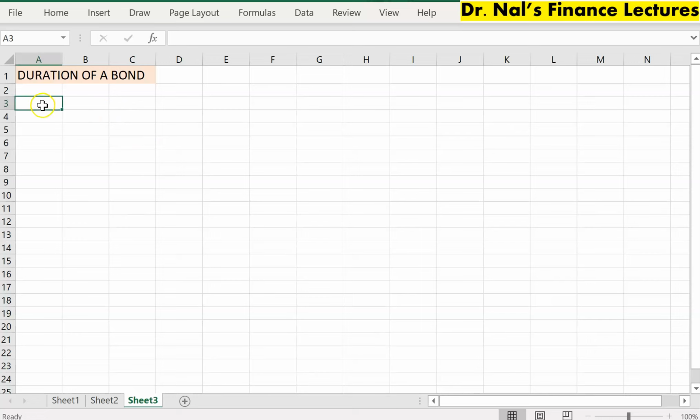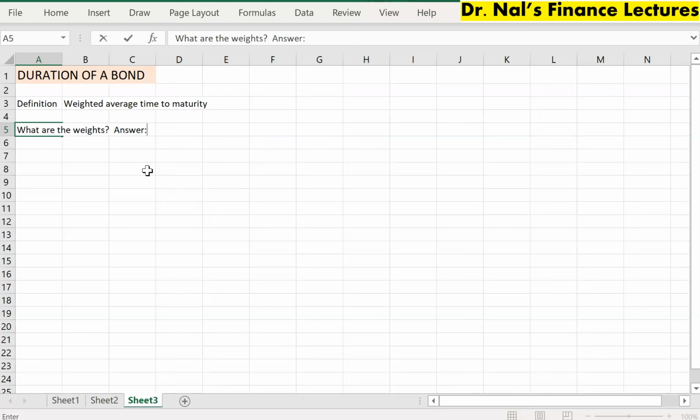All right, so first let me describe what duration means. In the technical sense, duration is, let me say, the definition. The definition is the following. It's just a weighted average time to maturity, basically. Time to maturity, that's it. That would be a simple definition. So weighted average, but what are the weights? So the next question is, what are the weights? It turns out that the weights are just the cash flows during those periods.